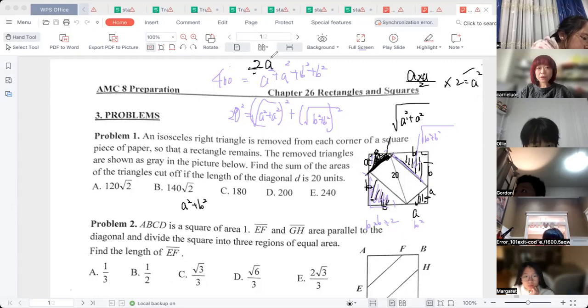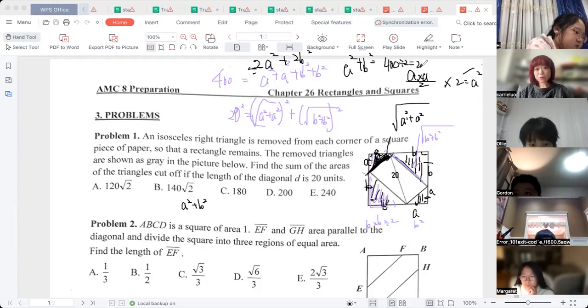plus 2b squared, right? So a squared plus b squared equals what? Equals 400 divided by 2, equals 200. So the answer is D. Understand? When we're doing this question, we're using nothing but the Pythagorean theorem.